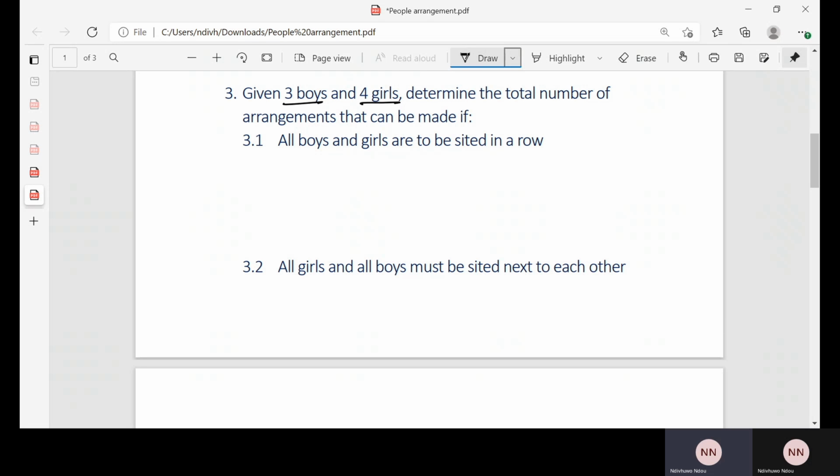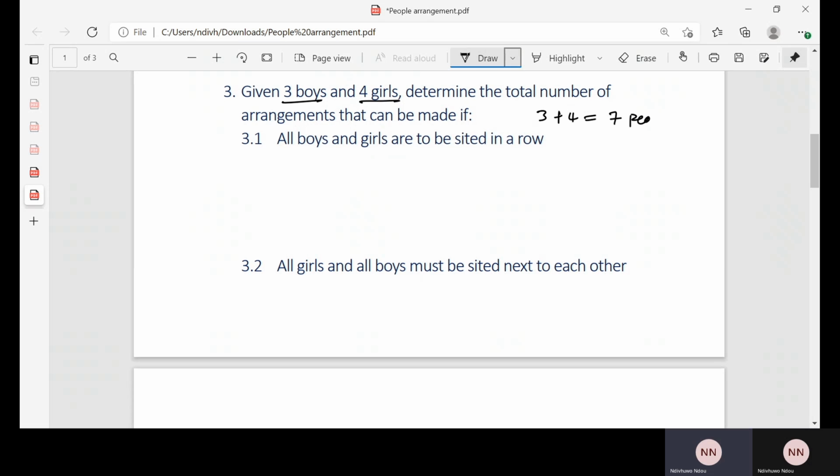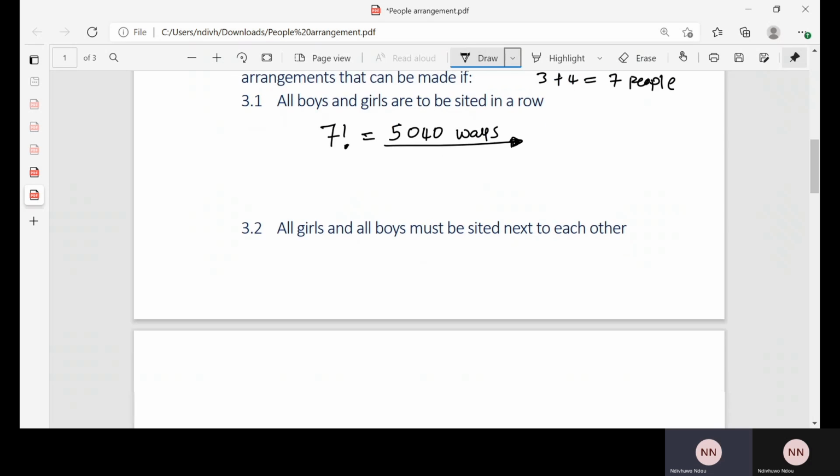So we must know the total number of people that we want to arrange. It's 3 boys plus 4 girls. The total is 7 people. So how many different arrangements can we make if we are to sit these people in a row? We will need 7 chairs. So it will basically be 7 factorial ways. Let's use our calculator and see how much we get. There are 5,040 ways in which these people can be arranged.